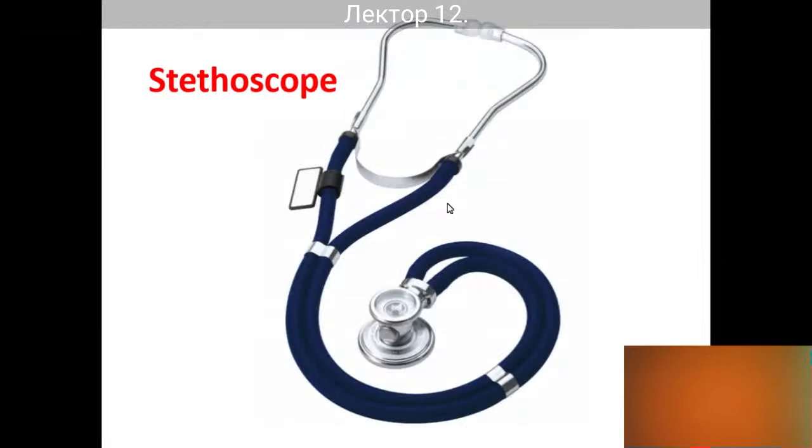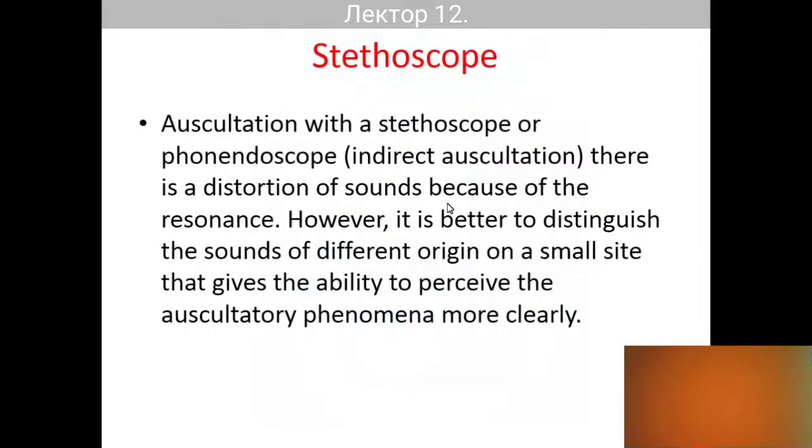Auscultation with a stethoscope or phonendoscope is called indirect auscultation. There is a distortion of sounds because of resonance. However, it is better to distinguish the sounds of different origin on a small site, which gives an ability to perceive the auscultatory phenomena more clearly.